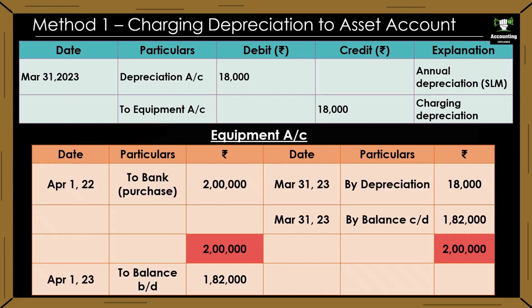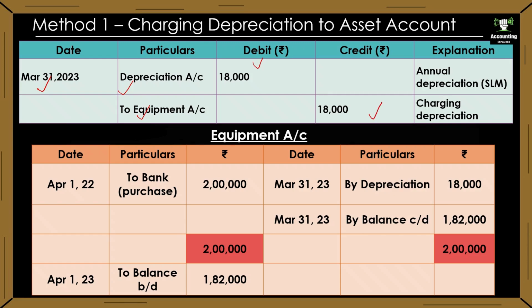Here, what I am going to do is, first I will close the equipment account and then go to the depreciation account and bank account. So, the next journal entry pertaining to the equipment account is the depreciation entry. On March 31, 2023, we have passed the entry as depreciation account debit to equipment account 18,000, 18,000.